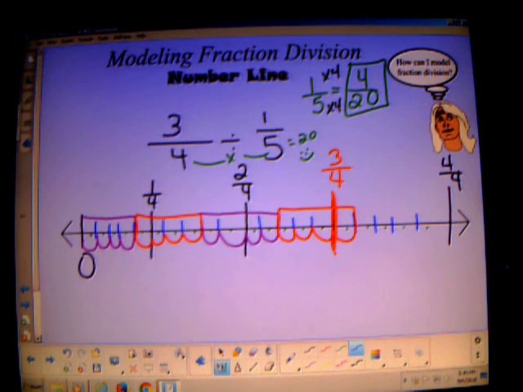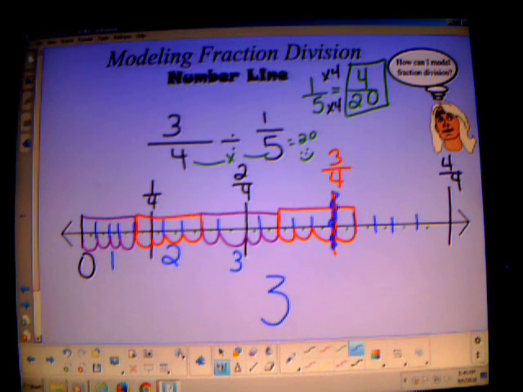I have 1 total group, 2 total groups, 3 total groups. This last group is not complete because I do not have all 4 pieces. So the whole number in my answer is going to be 3 because I have 3 whole groups.